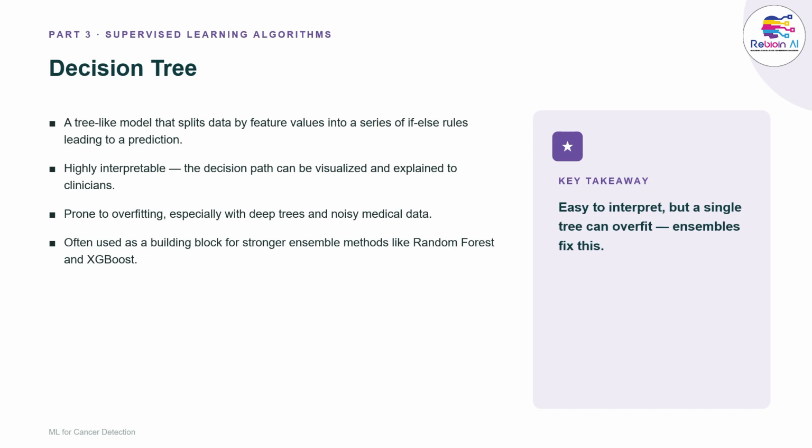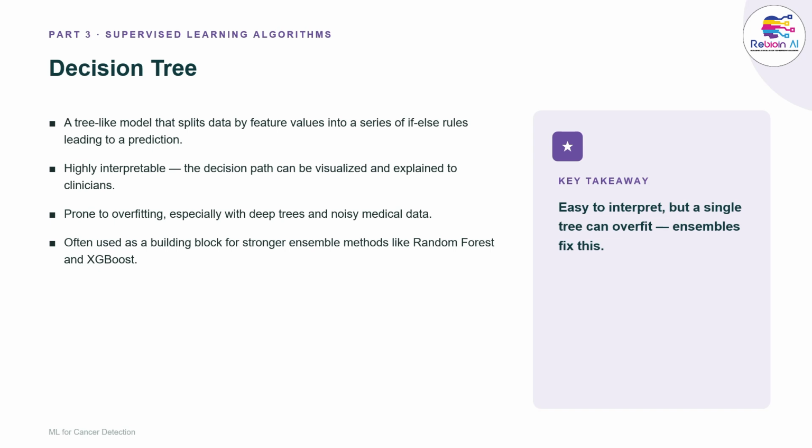A decision tree works exactly the way its name suggests. Like, honestly, the way doctors often already think. That is, it asks a series of yes or no questions about the data, and each answer branches you down a different path until you reach a final decision. For example, is the worst radius greater than some threshold? Keep asking questions like this until you arrive at a prediction.